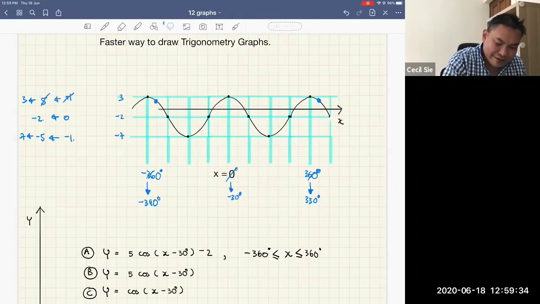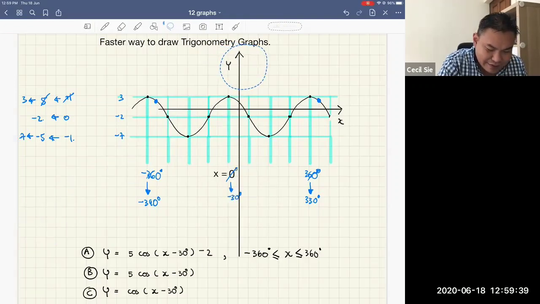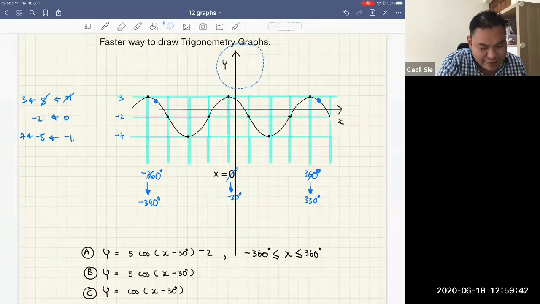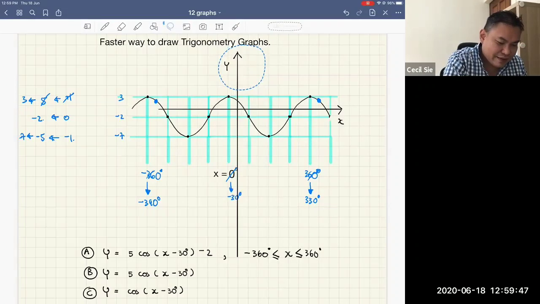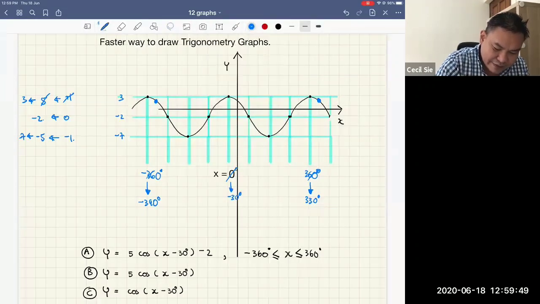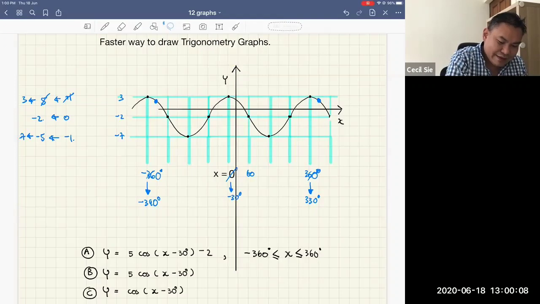Where's the y-axis? Y-axis is slightly to the right of, this is negative 30. This is positive 90. This is 60 because negative 30 plus 90 is 60. Then you need to shift that a bit nearer to negative 30. It's somewhere between negative 30 to 60, but near to negative 30. That's the graph. Almost finished.